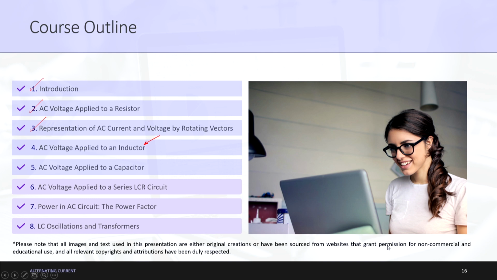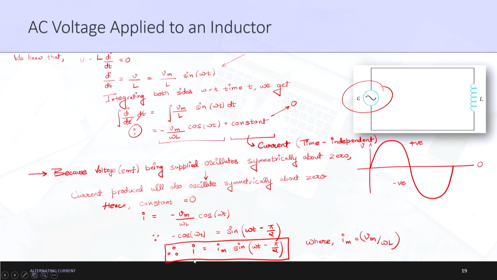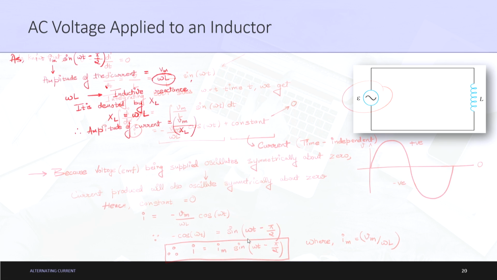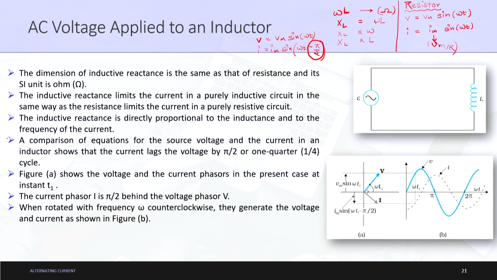So, let us begin the discussion we left in the last lecture. We finally obtained that I is equal to Im sin(omega t minus pi by 2), and we denoted that omega L is called the inductive reactance. Okay, fine. Till this point we have completed. Now, let us move to the next point.